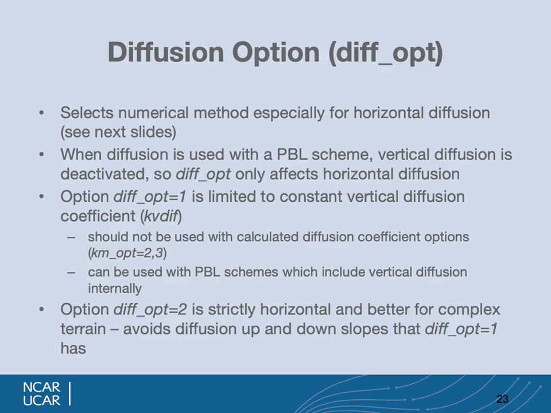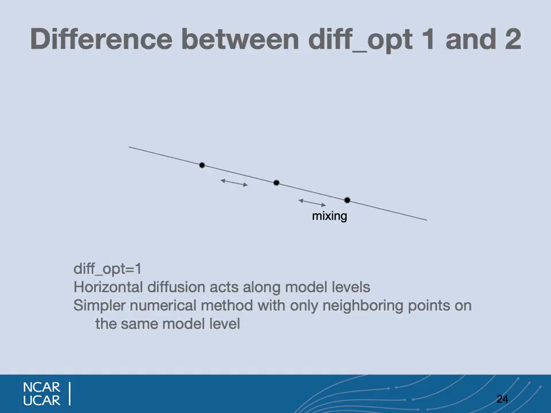Diff_opt equals 2 is strictly horizontal for better complex terrain, as I'll show soon, and avoids diffusion up and down slopes. It also can be used with variable vertical diffusion coefficients. So diff_opt equals 1, as I mentioned, is a simpler option. It just diffuses along model levels, which can be sloped. So it only uses the point on either side to do horizontal diffusion in the model coordinate.